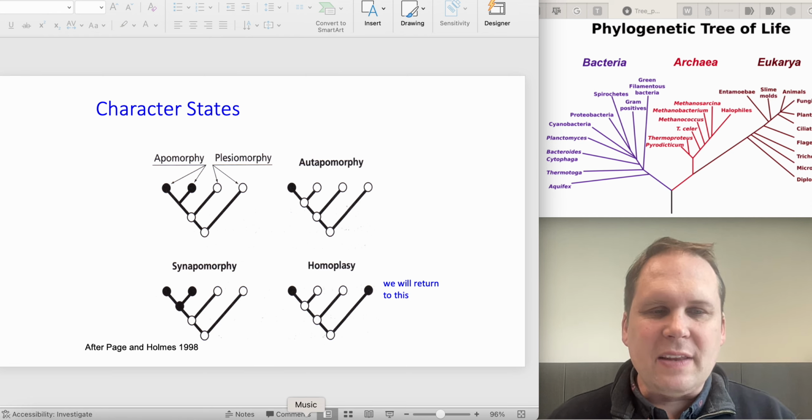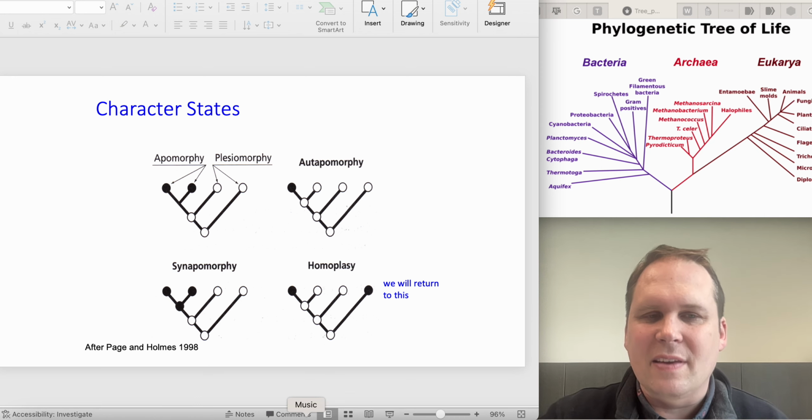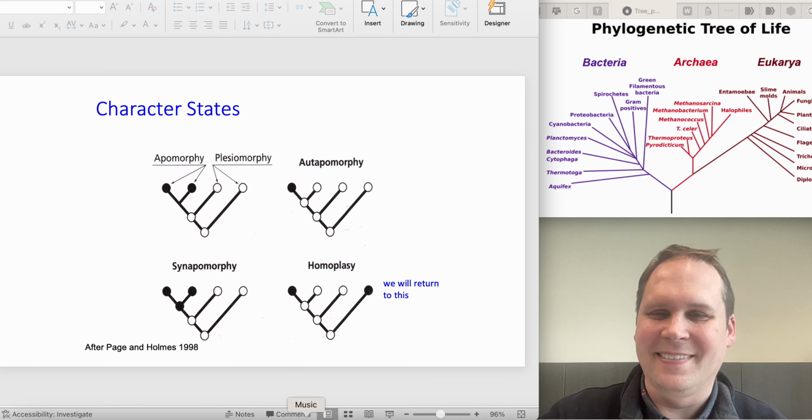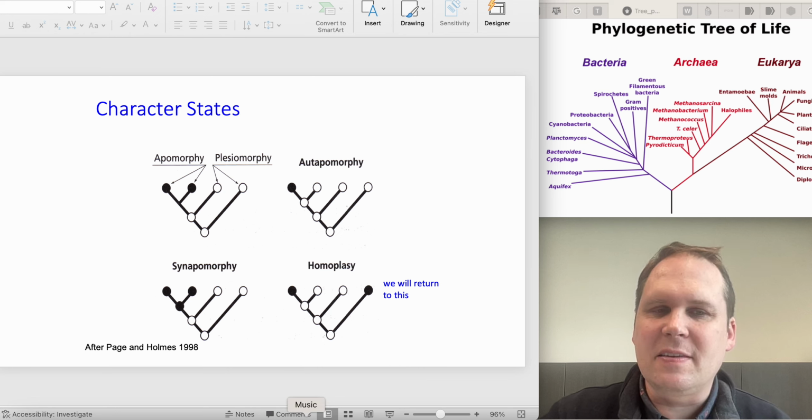So just to illustrate some of the points from the last section, here's some little pictures. Look at them. Does this make sense? So apomorphies, what are those? You remember? Something that's different from the original.